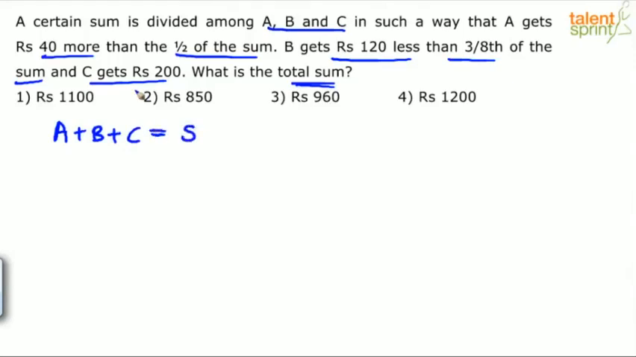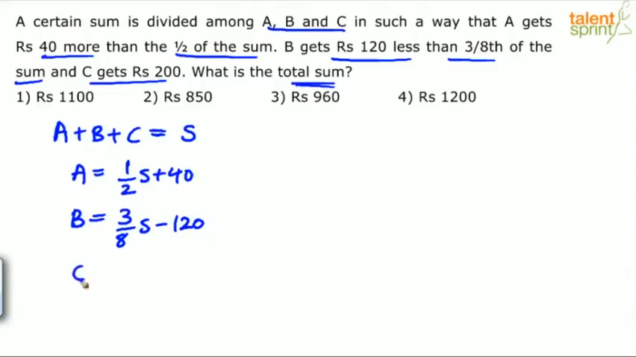The question says it has been divided in such a way that A gets 40 more than half of the sum. A is equal to half of the sum plus 40. B gets 120 less than 3/8 of the sum. B is equal to 3/8 of the sum minus 120. And C gets 200. What is the total sum?